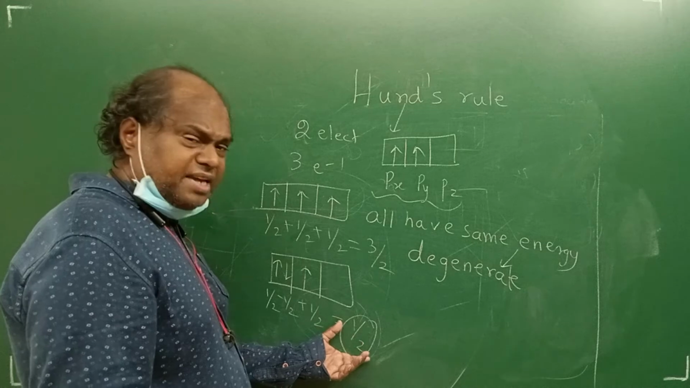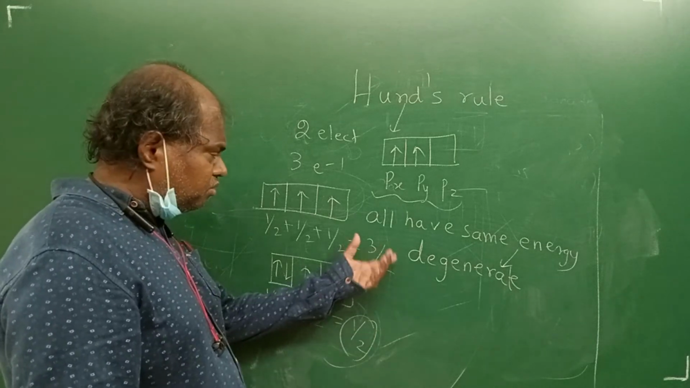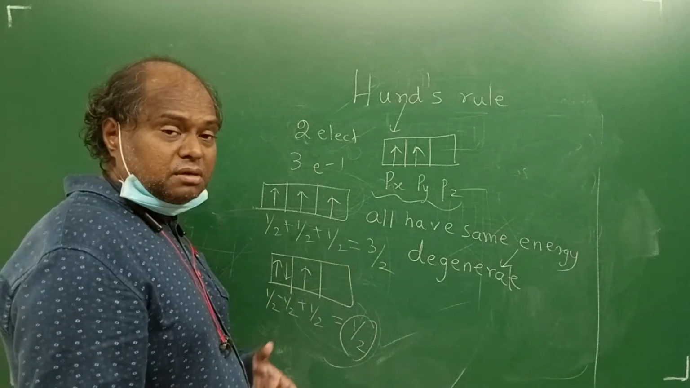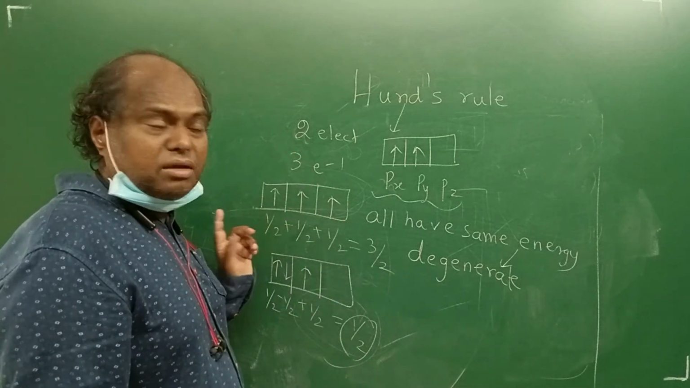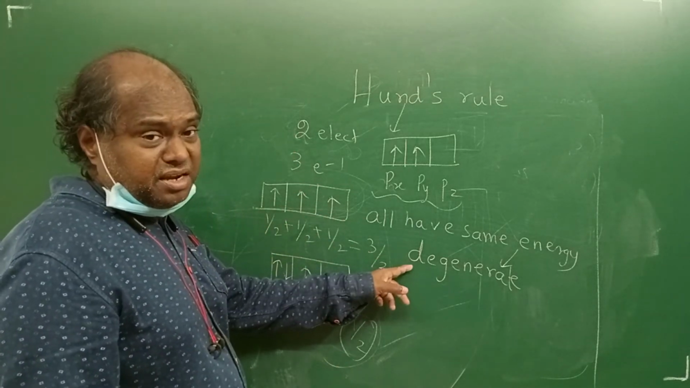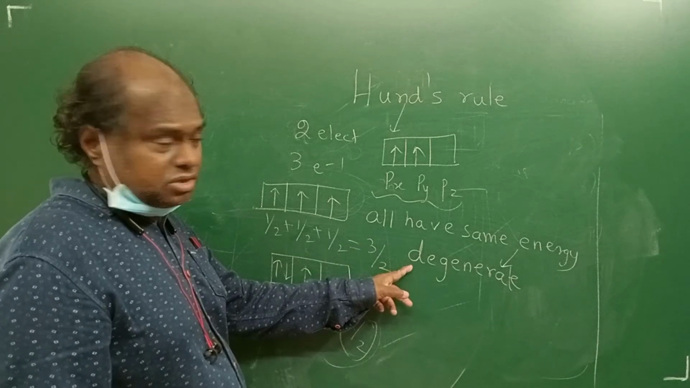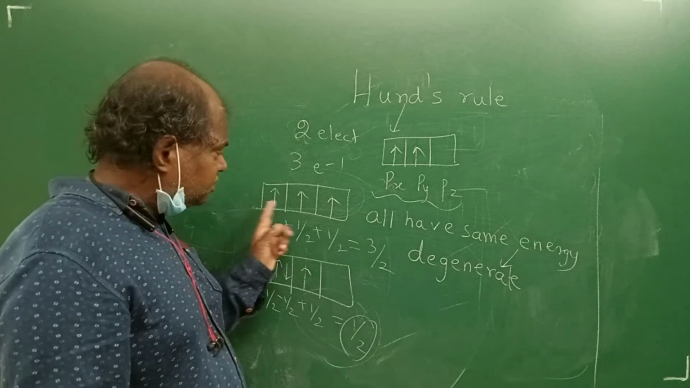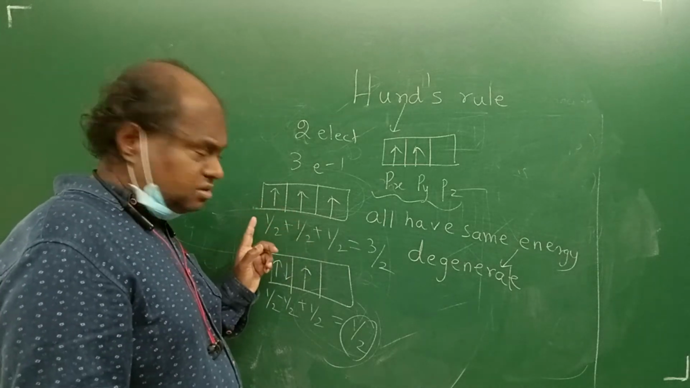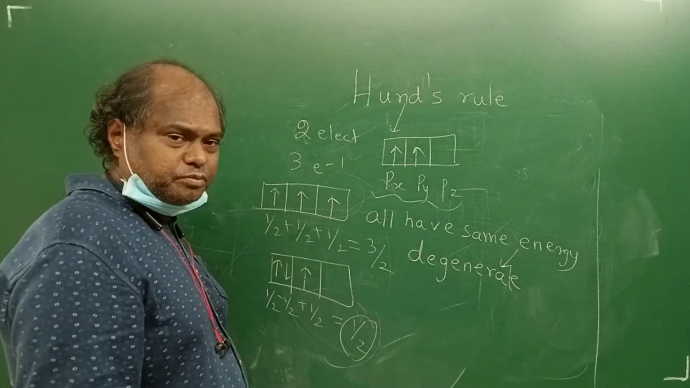So here you will get less spin. Here you will get more. You will get maximum spin. And that's what Hund's rule is telling you, that whenever you are filling electrons, please remember, students, in degenerate orbitals, you will fill single, single, single. First you will make them all unpaired. So you'll get maximum spin.